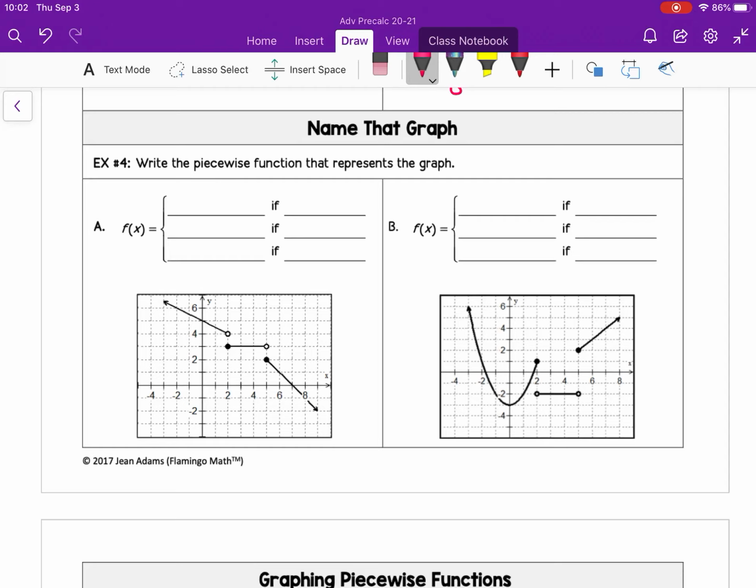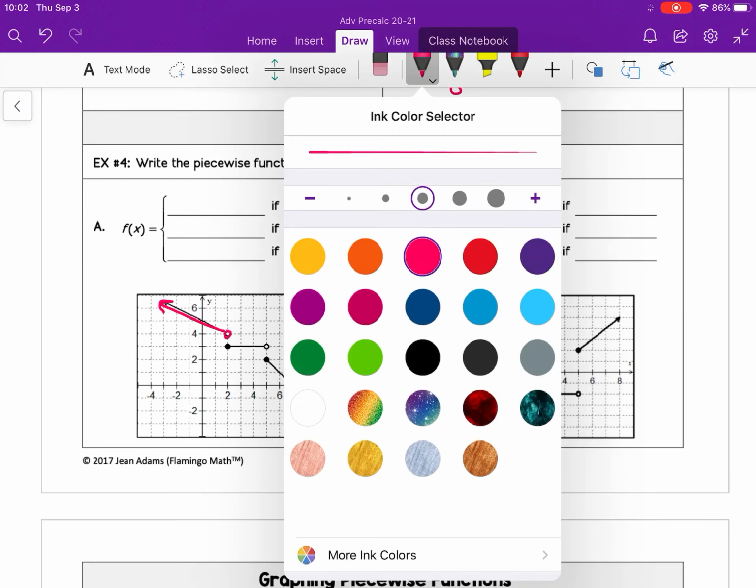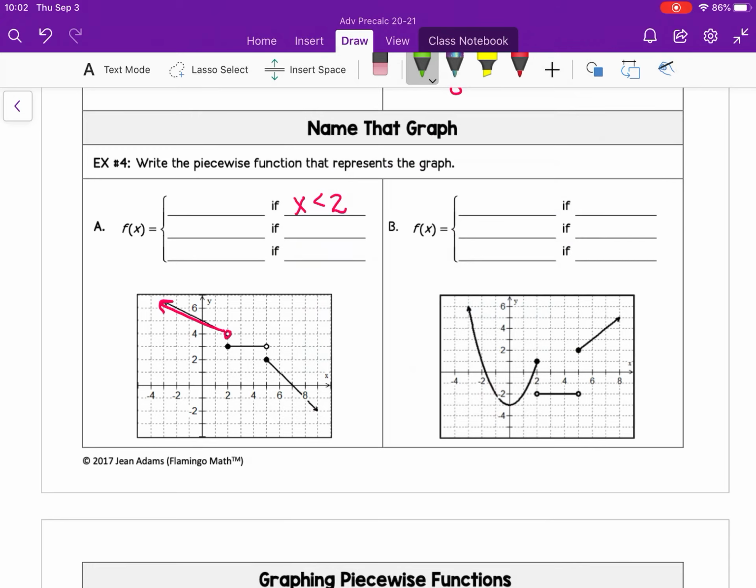We have 3 pieces. Sometimes the domain is easiest to look at first. So this piece, something happens at 2 and everything's smaller. So this particular piece is going to be x is less than 2 because it is an open circle. Open circle means not included. So not equal to sign underneath. I'll do some color changing here.